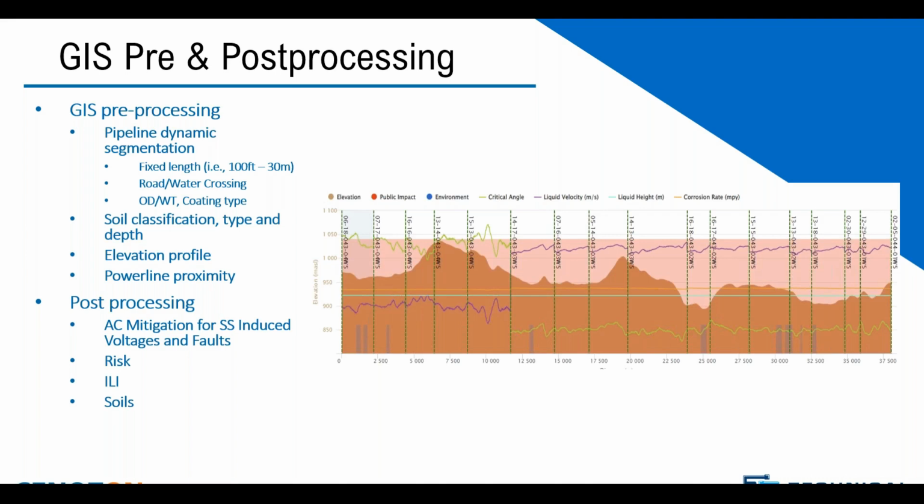For each one of these segments, we'll do the soil classification, type, depth, and the profile, which you can see on the screen here, as well as proximity to the power line and towers. Post-processing, again, I'll let Joe talk about a little further, but would include the AC mitigation studies, how that impacts risk, the overall risk assessment, and then again, how ILI data applies to the AC mitigation study.